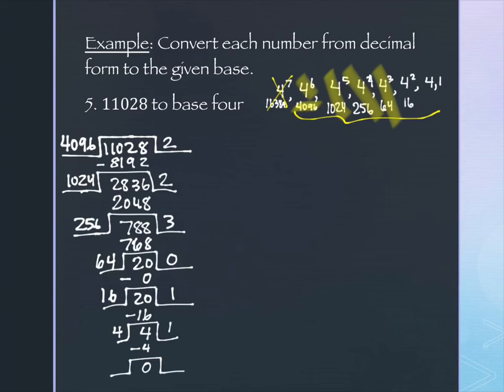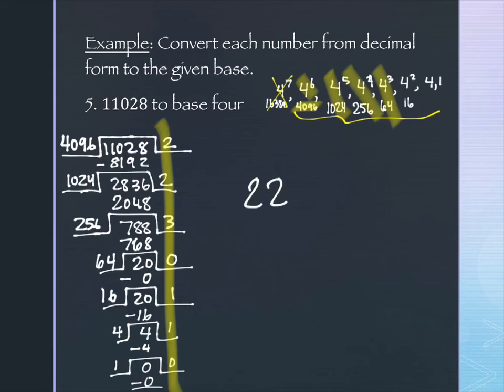Am I done? Nope. What's the last thing I need to divide by? 1. I still have to do it. I know it's not going to go in, but I have to divide by all of the powers. And here's the cool thing. This didn't happen before. That's your answer. And they're all right there in order.